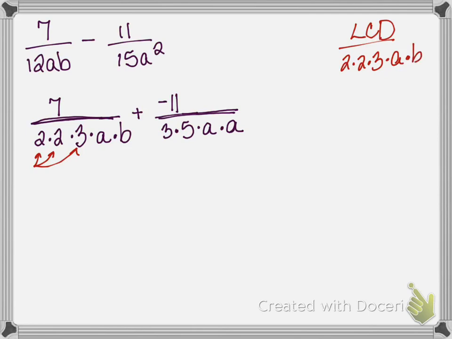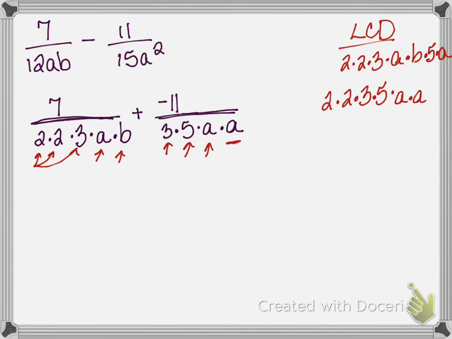And then I have the A times the B. Okay. Do I already have a 3? So I don't need to write that down again. Do I already have a 5? No, so I need to write down the 5. Do I already have an A? Yes, so I'm good with that A. Do I have a second A? No. So I have to write down that second A. So I'm going to have 2 times 2 times 3 times 5.